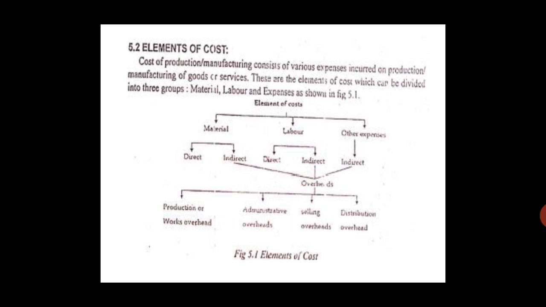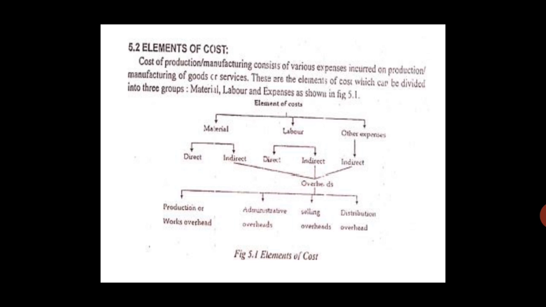Now you can see the sketch here. So elements of cost are divided into 3 groups: material group, labor, and other expenses. Material is again direct material and indirect material. Labor also has direct labor and indirect labor, and there are other expenses. You can have indirect expenses.